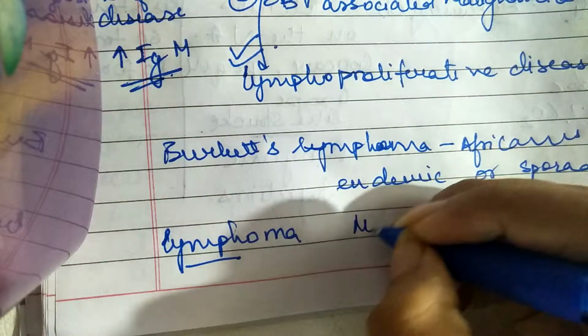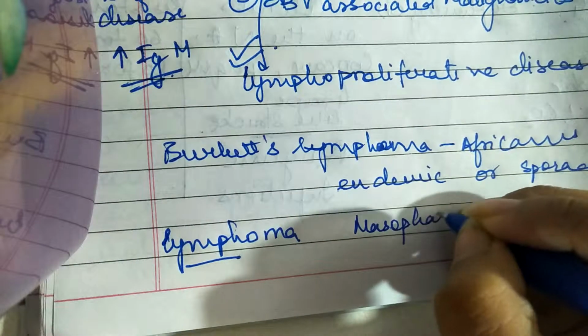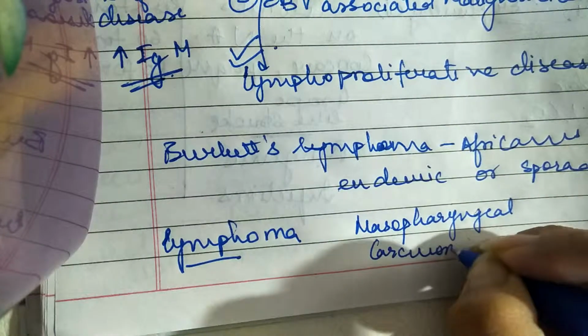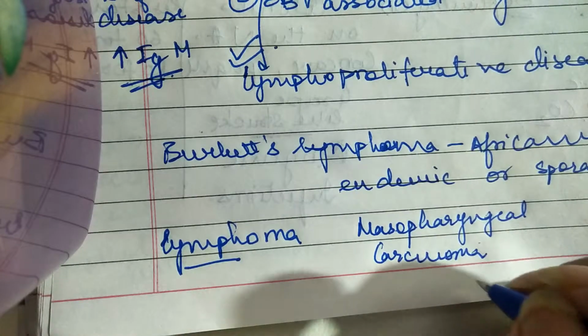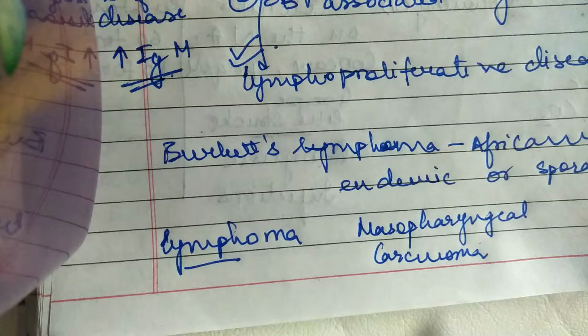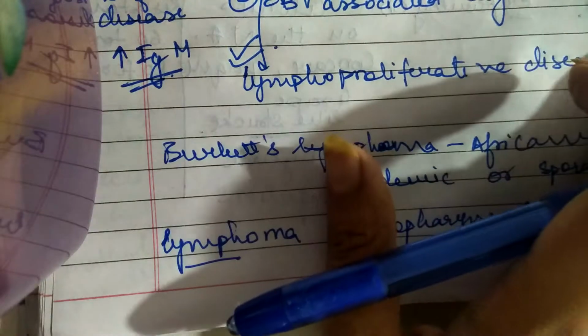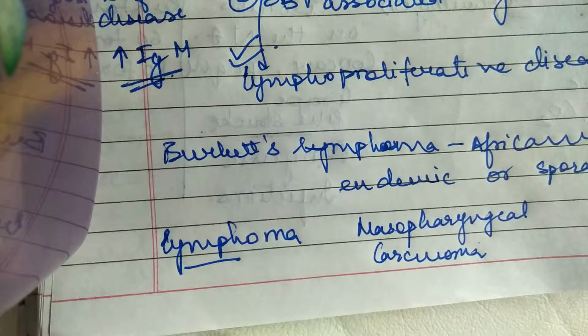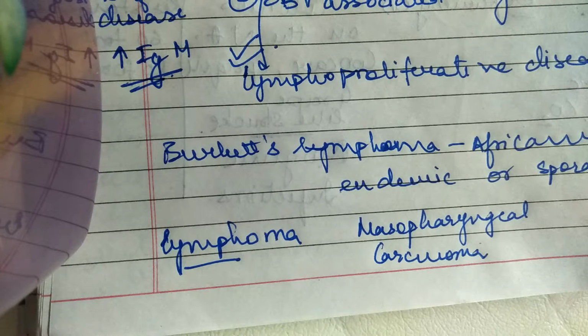Other is nasopharyngeal carcinoma. It is also prevalent in males of Chinese origin in Southeast Asia or East Africa. So basically, this Epstein-Barr virus is most prevalent in the African region, and it is present in malignant epithelial cells of the tumor. Epstein-Barr virus is present in epithelial cells of tumors in nasopharyngeal carcinoma.